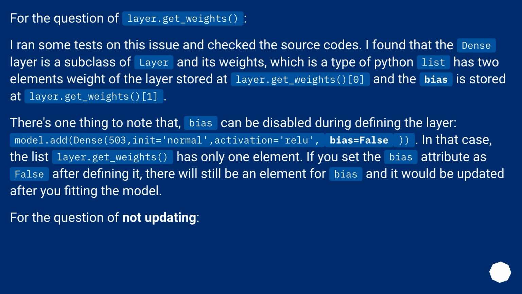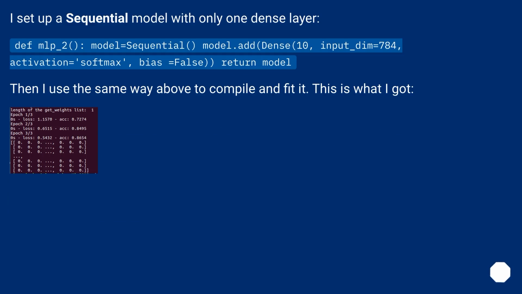For the question of not updating, I set up a sequential model with only one dense layer. def MLP_2(): model = Sequential(); model.add(Dense(10, input_dim=784, activation='softmax', bias=False)); return model. Then I use the same way above to compile and fit it. This is what I got.